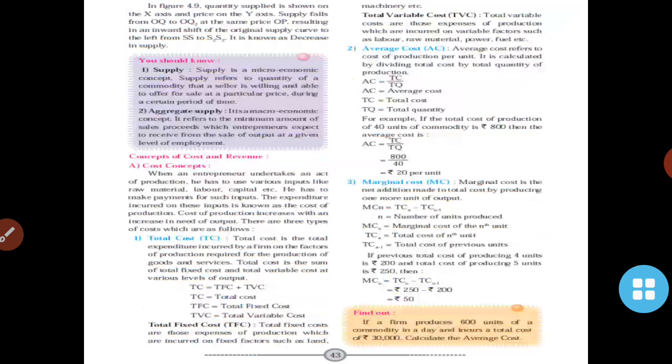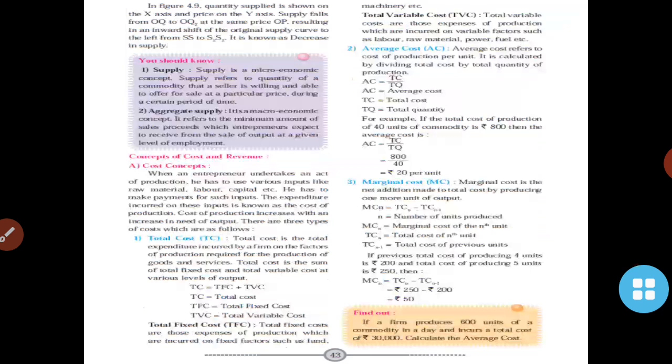There are three types of cost, as follows. The first is total cost. Total cost is the expenditure incurred by the firm on the factors of production required for the production of goods and services. Total cost is the sum of total fixed cost and total variable cost at various levels of output.